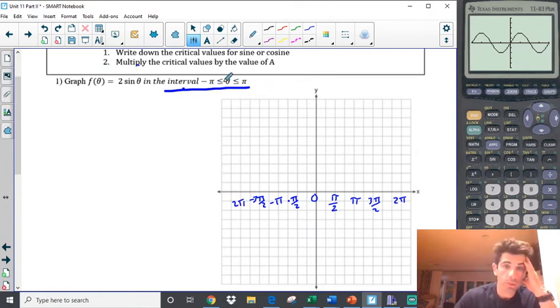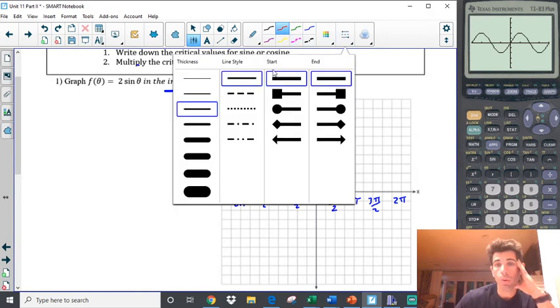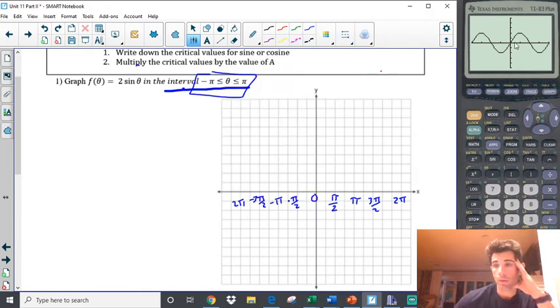Since they only told you to graph it from negative pi to pi, when you go over to this graph, pi over 2, pi, you're only going from here to here. Don't graph the rest of it or you're going to be wrong. You went too far. So this is not going to count in this graph because that's what I told you.